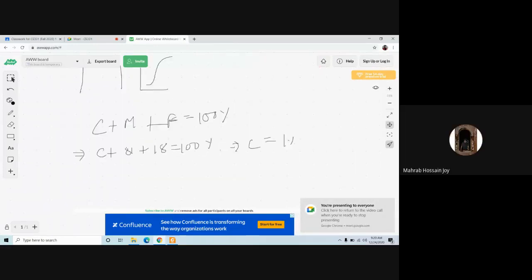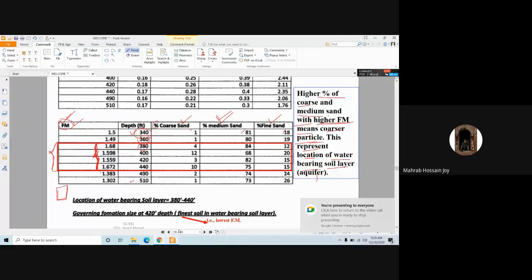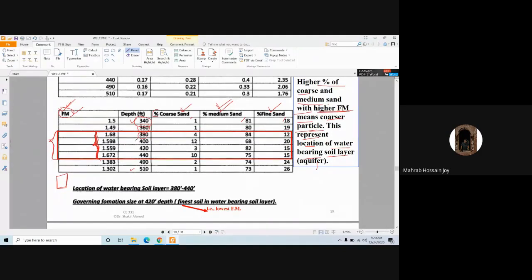No, sir. So now, since we have determined the aquifer, we see that the aquifer is in between 380 feet to 440 feet. So the location of the water bearing soil layer is 380 feet to 440 feet.